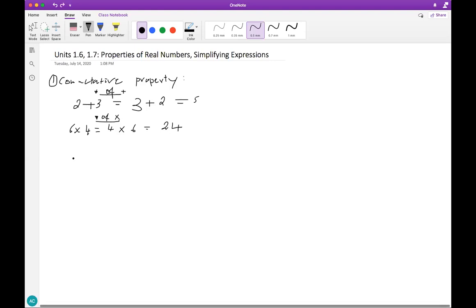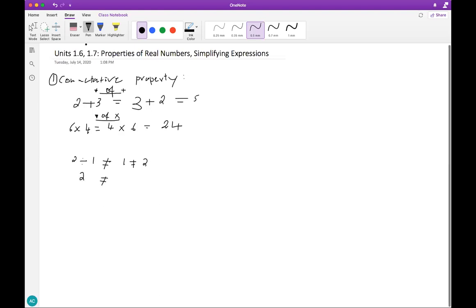For obvious reasons. When you say, for example, 2 divided by 1, it is not the same as 1 divided by 2. 2 over 1 is basically just 2. Sorry, I mean division here. So 2 divided by 1 is not equal to 1 divided by 2. This is 1 over 2, which is 0.5. As you can see, they're not the same. So this property does not apply to division.